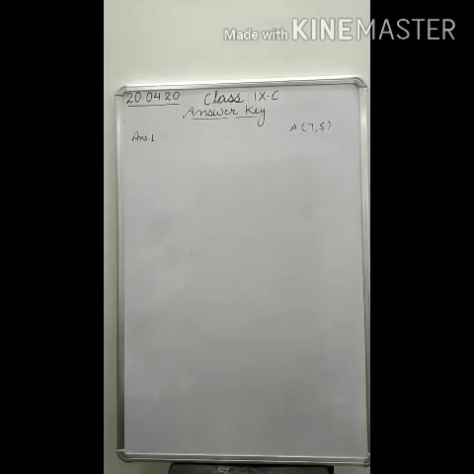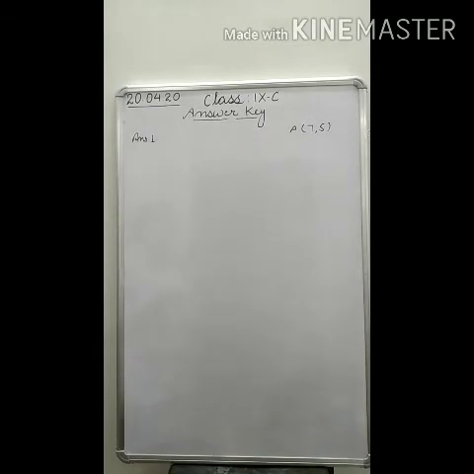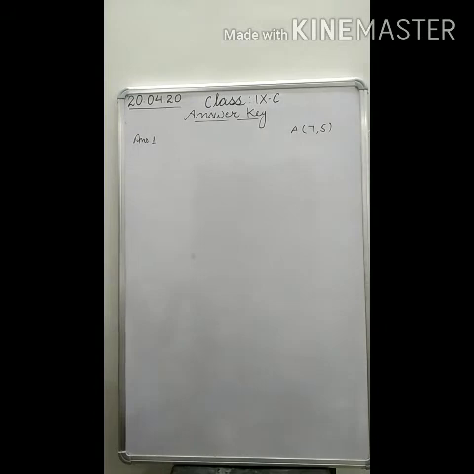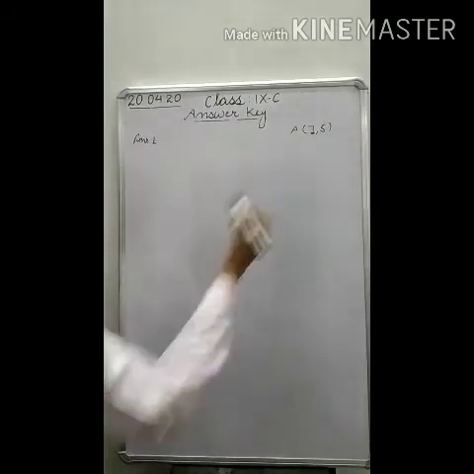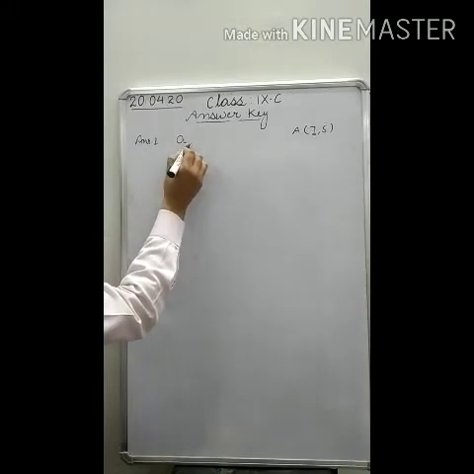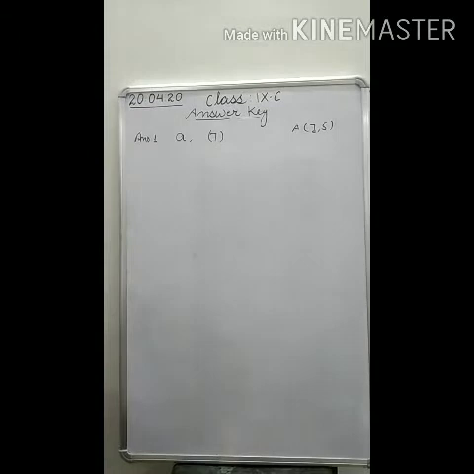Students, we know very well that the perpendicular distance of a point from the y-axis is its abscissa, or x-coordinate. So what is the x-coordinate here? It is 7. So our answer will be A, that is 7. This is the answer to this question.